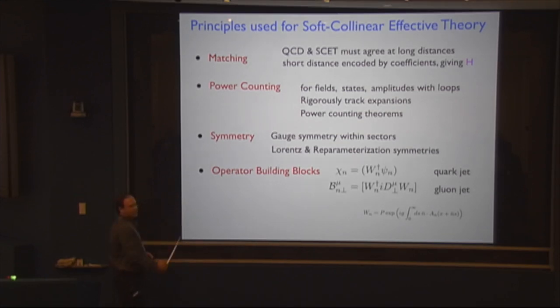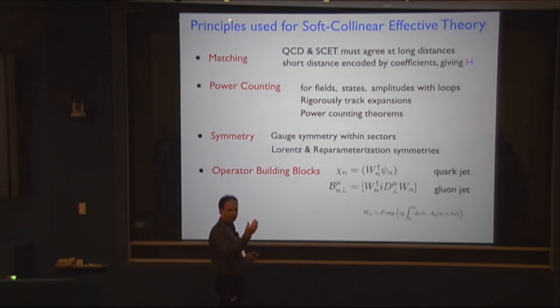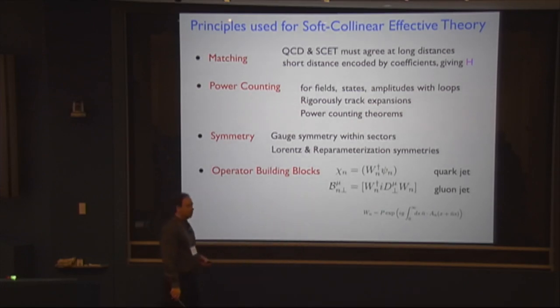There's also emergent symmetries. So in the original theory, we had a gauge symmetry. And now in this effective theory, there's gauge symmetry in the different sectors. We had gluons, but now we have gluons in direction N1, gluons in direction N2. And there's a gauge symmetry within those different sectors that we can exploit, as well as other generalizations of Lorentz invariance that we can exploit.